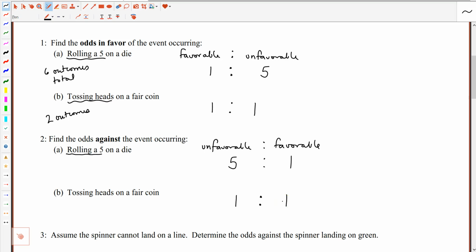So all we do when we go from odds in favor to odds against is we just flip which count we're going to list first. And again, even if it's odds against, if you add up the number of unfavorable outcomes plus the favorable outcomes, when they're added together, they need to equal the total number of outcomes in your sample space. So let's see this in action one more time.